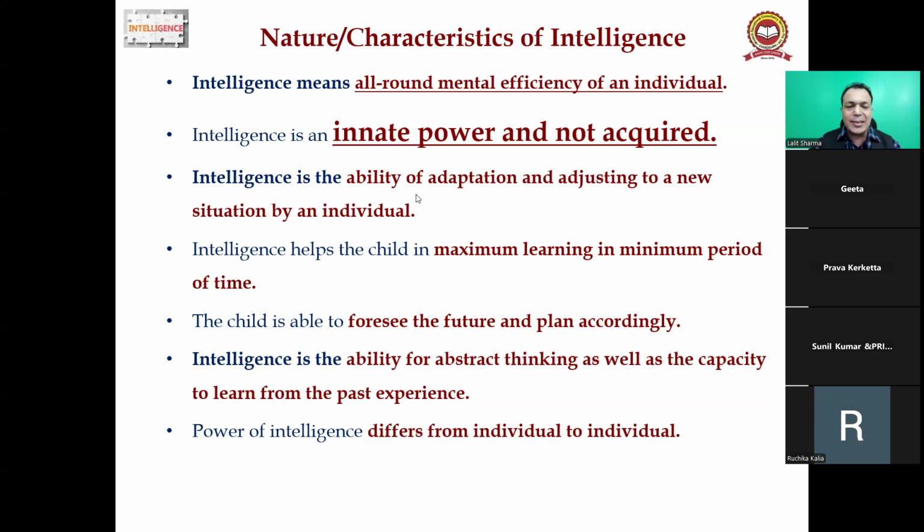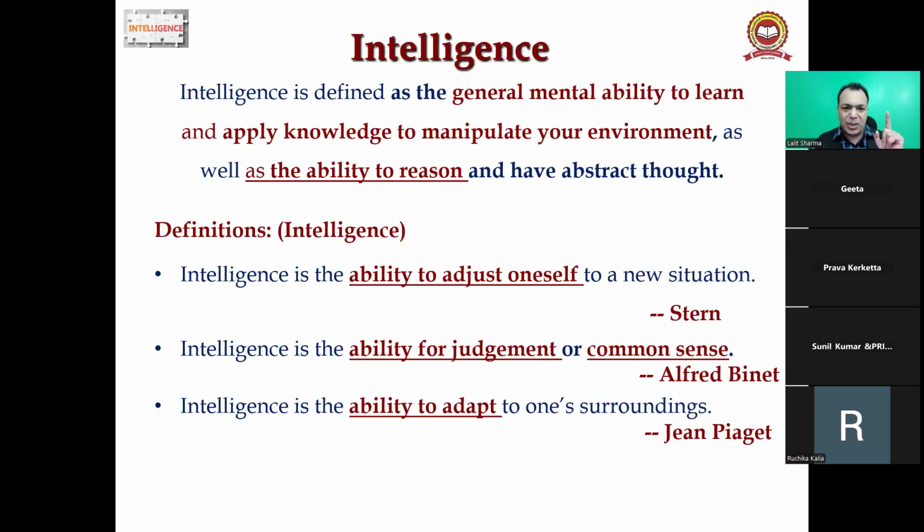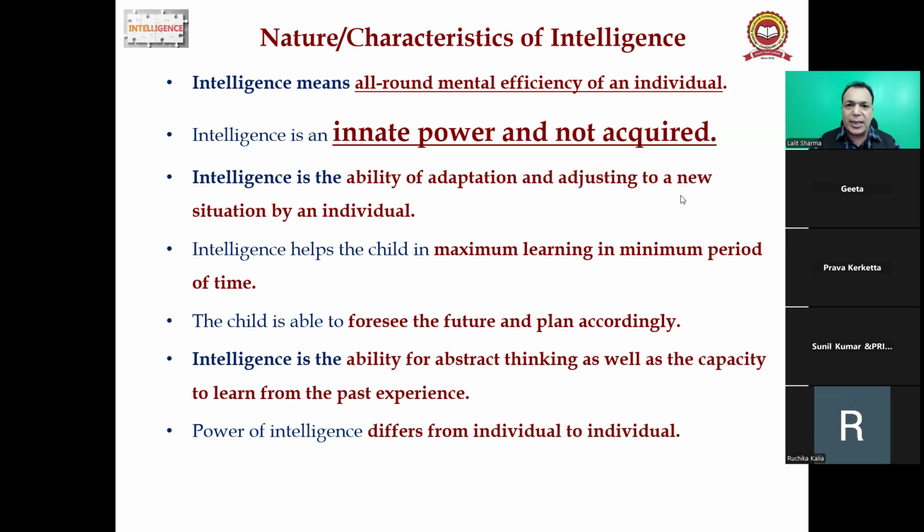Next, intelligence is the ability of adaptation and adjusting to a new situation by an individual, right? Even ये जीन पियाजे ने भी बोला था, है ना, ability to adapt. Third point is intelligence is the ability of adaptation and adjusting to a new situation. Next, fourth one, ये देखिए, this one: intelligence helps the child achieve maximum learning in a minimum period of time. Next, the child is able to foresee the future and plan accordingly.